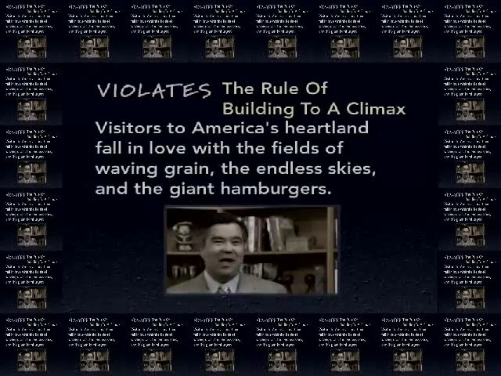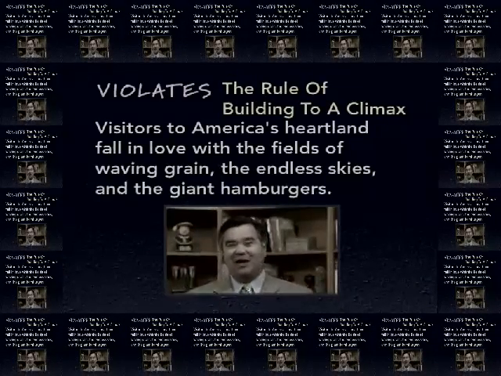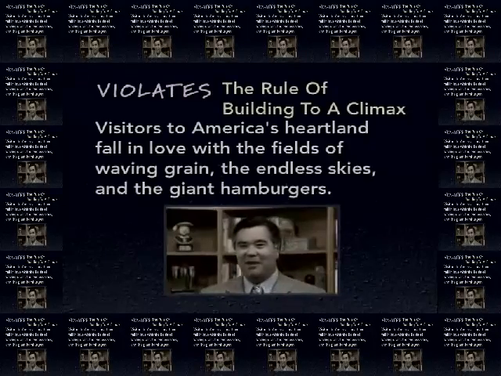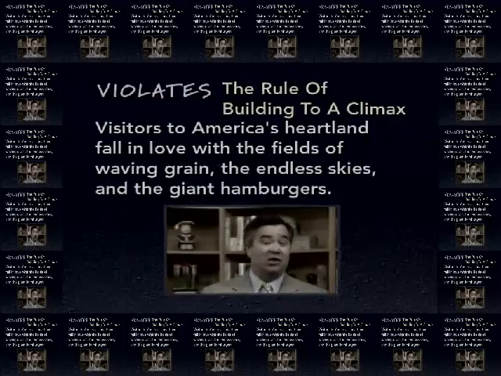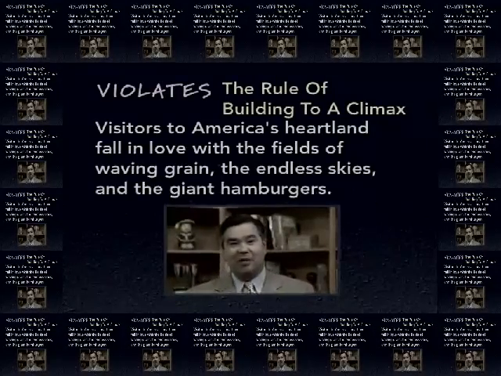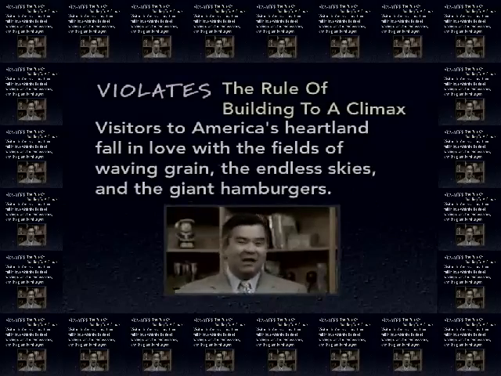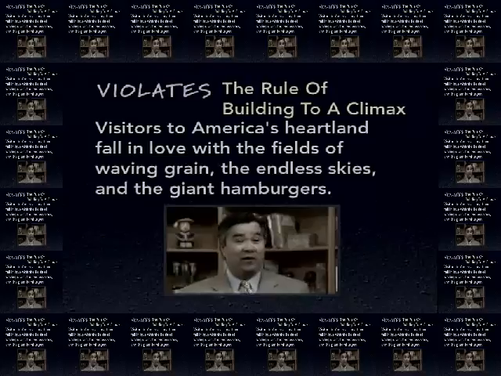Rather than building to a climax, this sentence gradually builds and then suddenly falls flat on its face, with the rather comic image of giant hamburgers being thrown in alongside the grandeur of American landscapes. So the author of this sentence has not built to a climax, but instead has fallen down at the last moment, and therefore the sentence sounds rather funny.